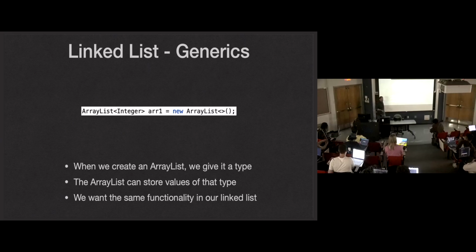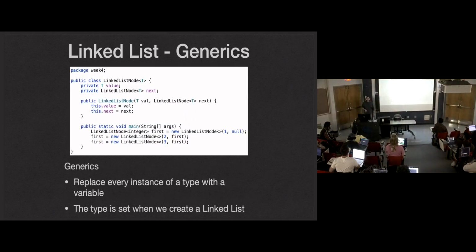Because array lists can do that. Why can't we? I want to do as much as an array list can do. I want to do as much as a hash map can do. With an array list, we'll create an array list and specify what type we want to store in the array list. This is what I want my linked list to do. So let's do exactly that. Let's change this code around. Here's the code that's going to do exactly that. And then we'll break this apart and see what's going on.